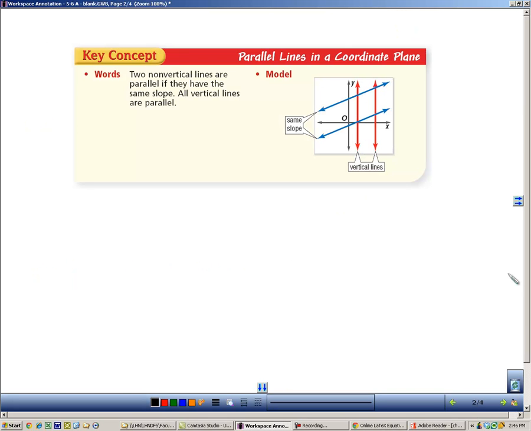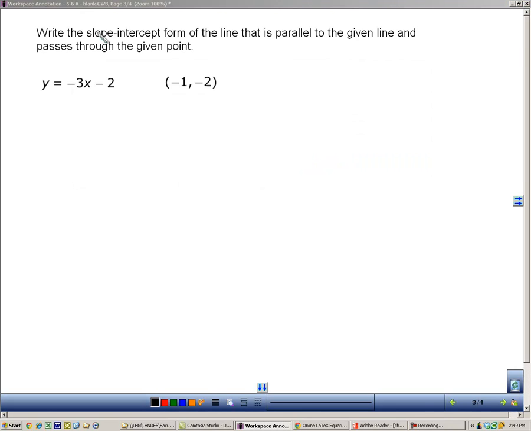That leads us to our key concept for this section: two non-vertical lines are parallel if they have the same slope. And that's really the key here. Parallel lines have the same slope. And you see some illustrations of that over here. Now we'll use that information to solve some problems.